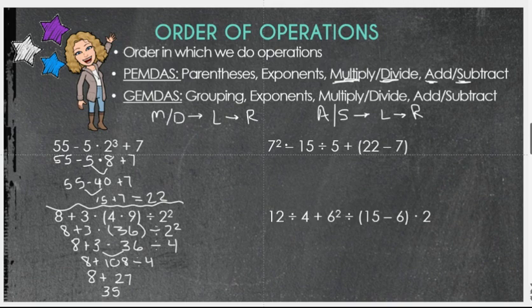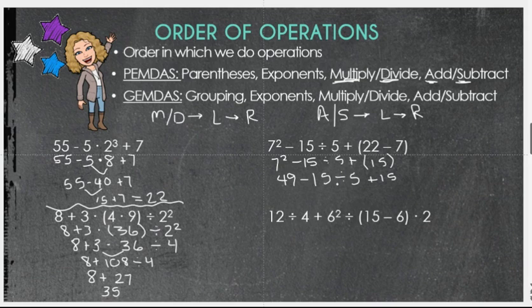Okay, moving on. We've got exponents. That's not going to be done first. So I'm going to rewrite 15 divided by 5 plus 22 minus 7 is 15. Okay, then we're going to do our exponents. So parentheses first, exponent second: 7 times 7 is 49, minus 15 divided by 5, sorry about the sloppiness, plus 15. Okay, so multiply, divide would come next.